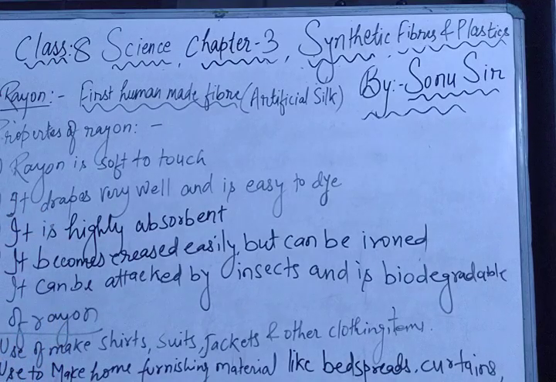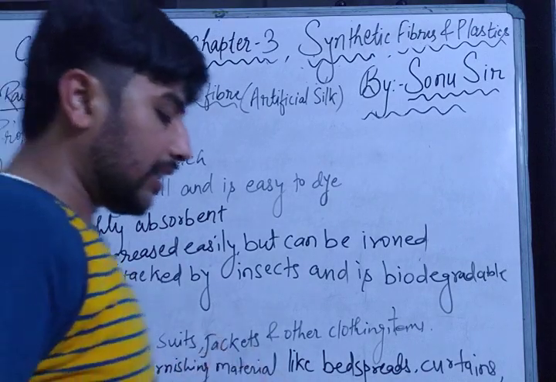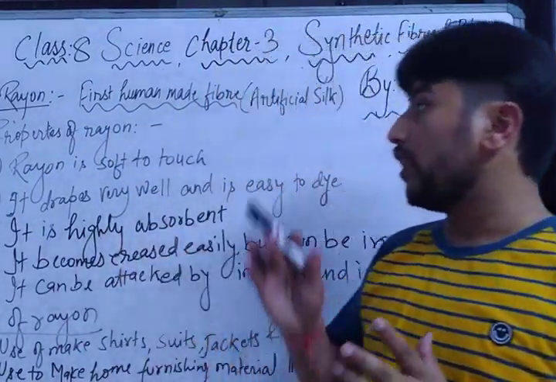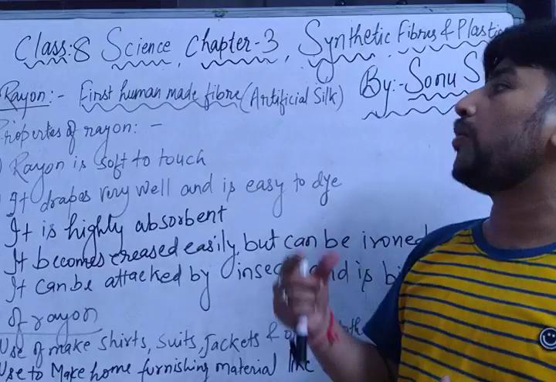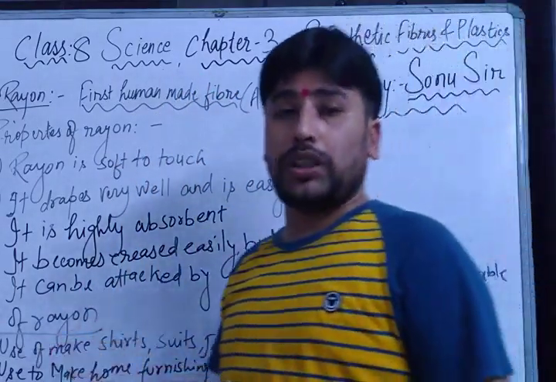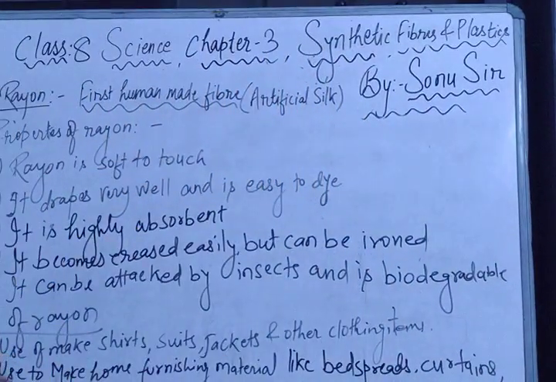It is highly absorbent. It becomes creased easily but can be ironed also. It can be attacked by insects and it is biodegradable. Whenever you are studying anything, just study point by point. So as you get the first topic in your book, rayon, write what are the properties of rayon, and after that the uses of rayon. What are the uses of rayon?